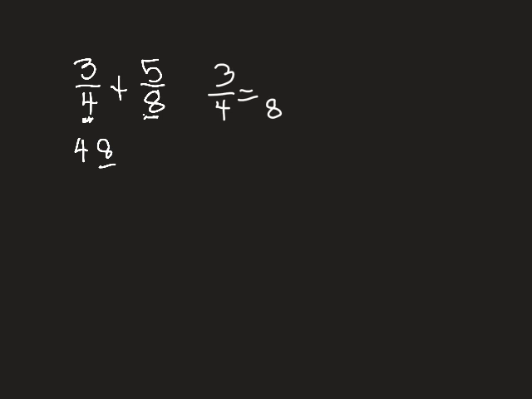And I know I have to convert it to an equivalent fraction, but it's got to have a denominator of 8. So I know that 4 times 2 gives me 8. So I have to do the same thing to the numerator. So that gives me 3 times 2, which is 6. Then I can add the 5/8 to the 6/8.